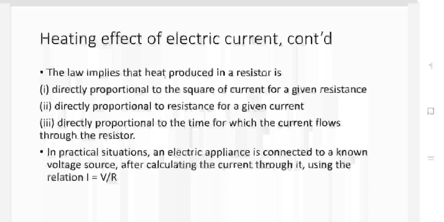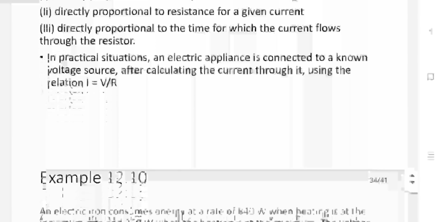In a practical situation, an electric appliance is connected to a voltage source. After calculating the current through it, we use the relation I equals V by R, based on Ohm's law. Right? So let us go through an example regarding heat.